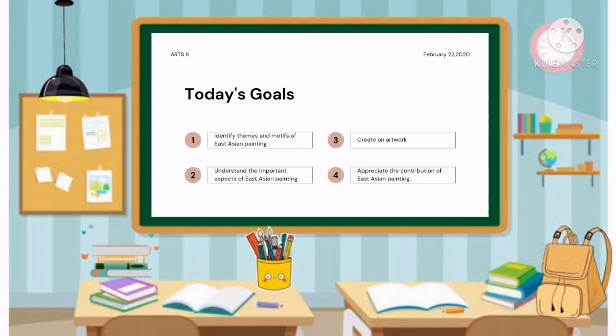These are our goals for today. Number 1, identify themes and motifs of East Asian painting. Number 2, understand the important aspects of East Asian painting. Number 3, create an artwork. Number 4, appreciate the contribution of East Asian painting.